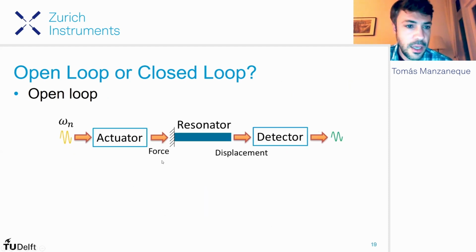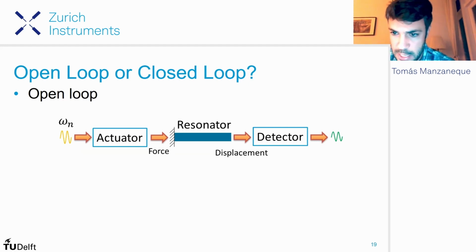But actually, in open loop, as I said, this is not a very practical scheme due to the drift effects, but we can also have a measurement of the resolution. And this is a rather immediate way of determining the resolution, because we don't need to implement any feedback. We just interrogate the resonator, and we can obtain a value for the Allan deviation or the mass resolution.